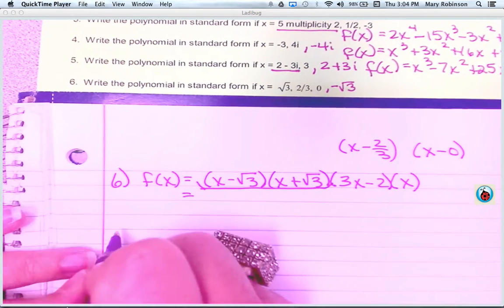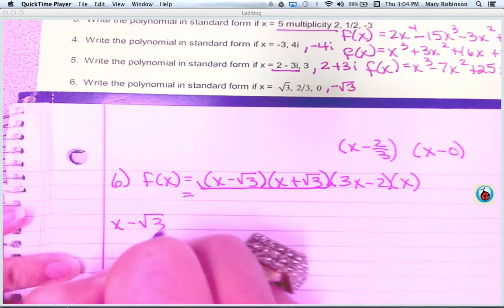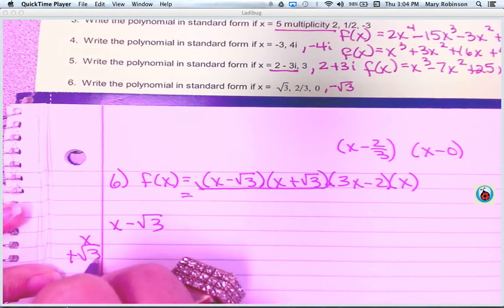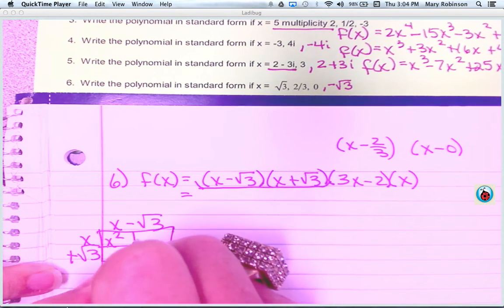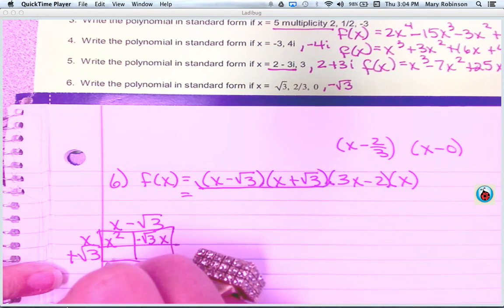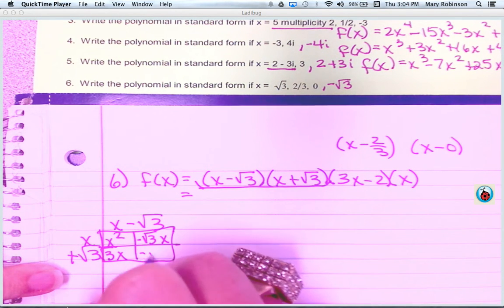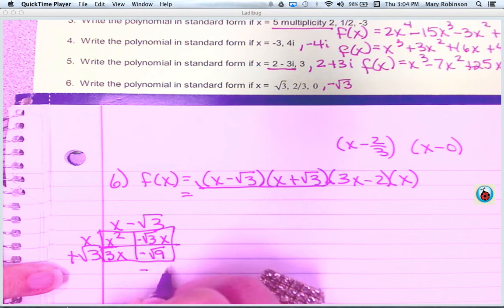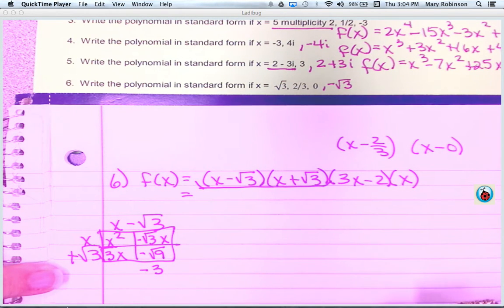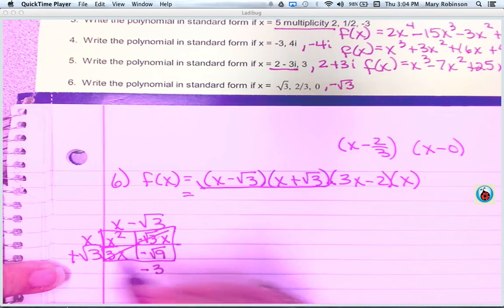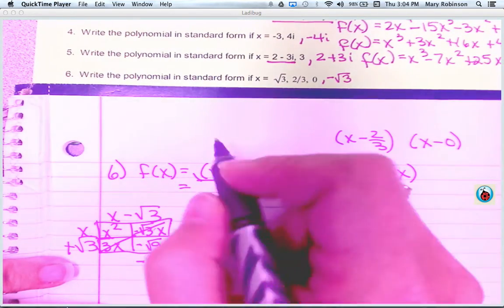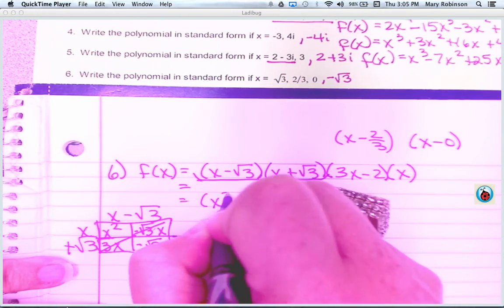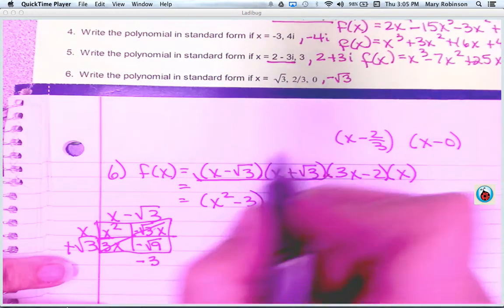So I'm going to go ahead and take care of these two terms first. We've multiplied these out several times in class. Hopefully you've caught on that your middle terms will always cancel. So you have x squared minus the square root of 3x, positive square root of 3x, and minus the square root of 9. But the square root of 9 is 3. So these irrational terms should cancel out, and you should get x squared minus 3. And that's for these two terms.